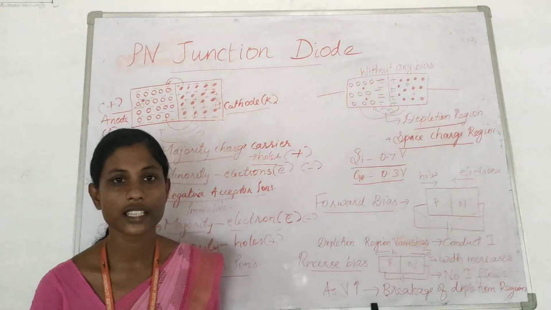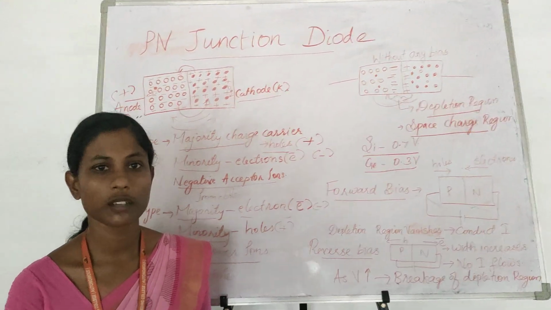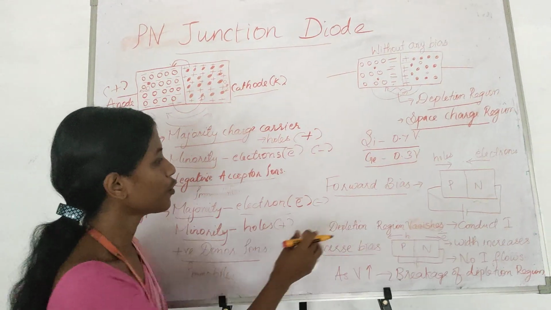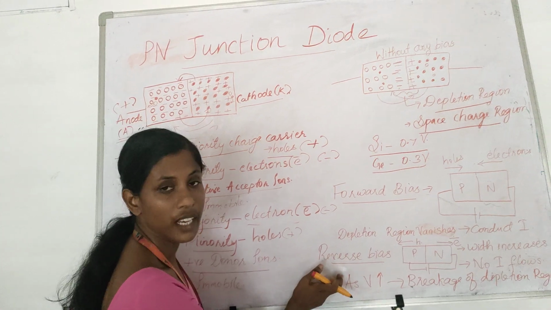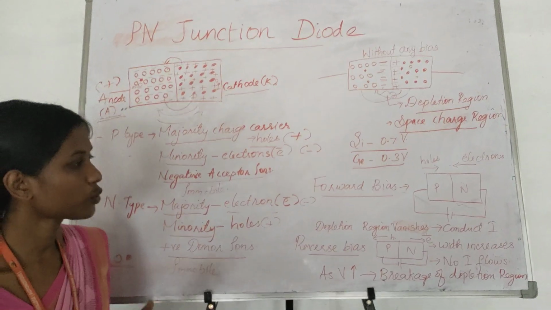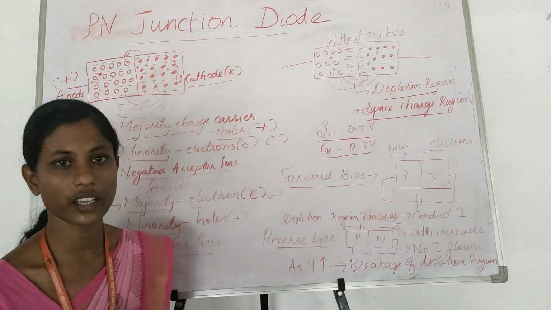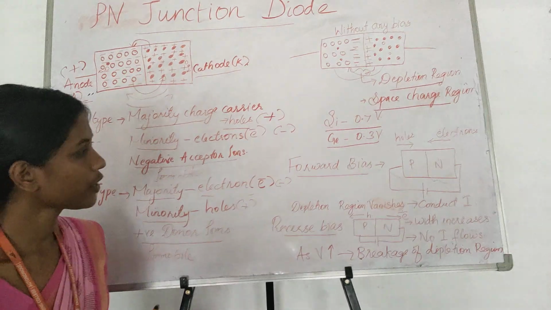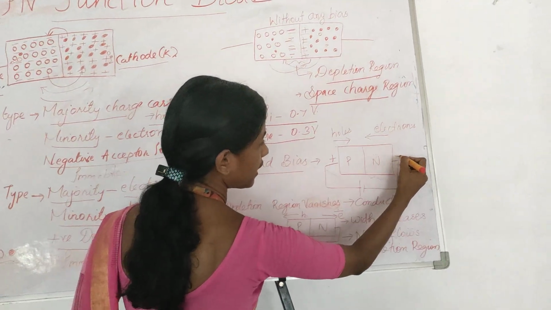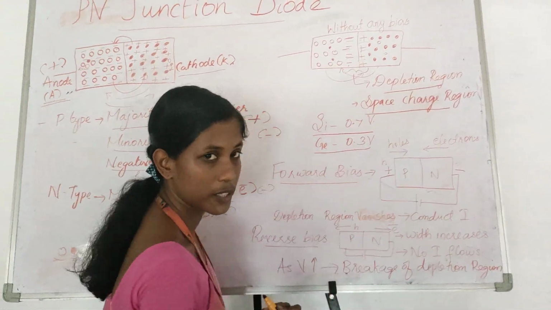Next we are going to discuss the biasing of a PN junction diode. There are two types of biasing: the first is forward biasing and the second is reverse biasing. While discussing forward biasing, we have to know the polarity of the power supply. Biasing means providing one external power supply to the diode. Already we know that P-type material is positive in nature due to the presence of holes, and N-type material is negative in nature due to electrons.